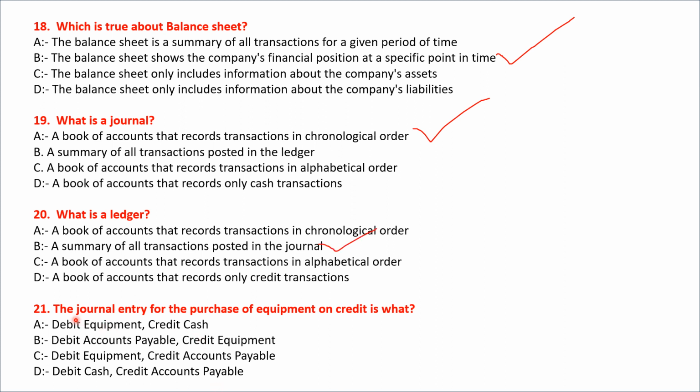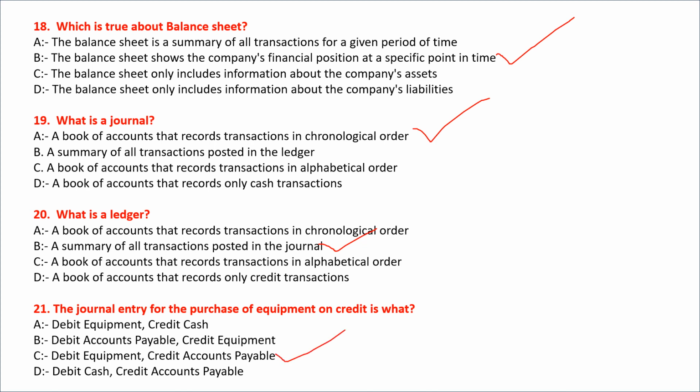Next question is, the journal entry for the purchase of equipment on credit is what? Let's check the options. Debit equipment, credit cash; debit accounts payable, credit equipment; debit equipment and credit accounts payable; and debit cash, credit accounts payable. So the right answer will be option C, debit equipment, credit accounts payable. Okay, so option C will be the right answer.